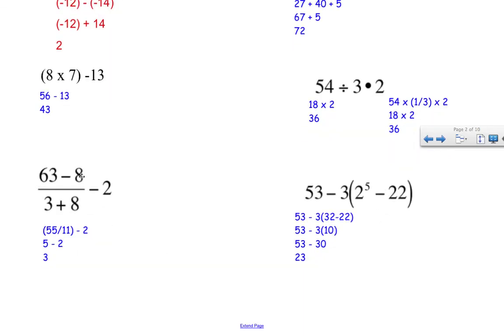Over here, I found the numerator and denominator. Then I divided and subtracted 2. Over here, I have to work that entire parenthesis out first. So I got that down to 10. 32 is coming from 2 to the 5th, which is 2 times 2 times 2 times 2 times 2. Then I multiplied the 3 and the 10, and then subtracted the 53 and the 30.